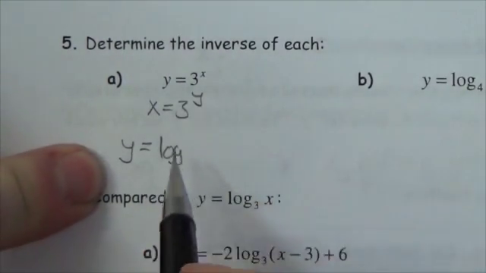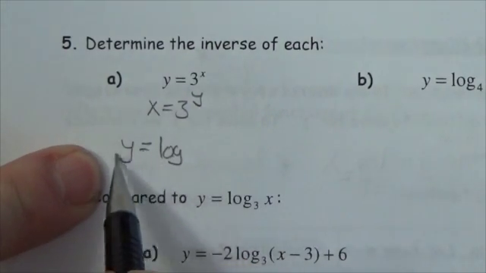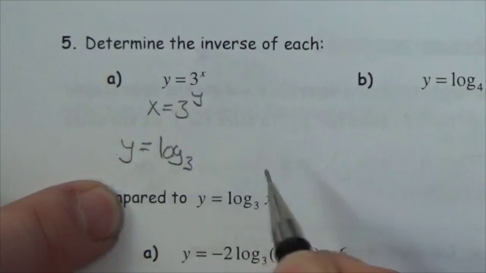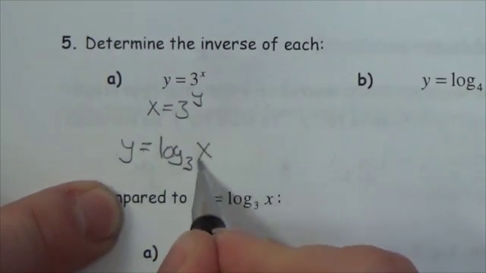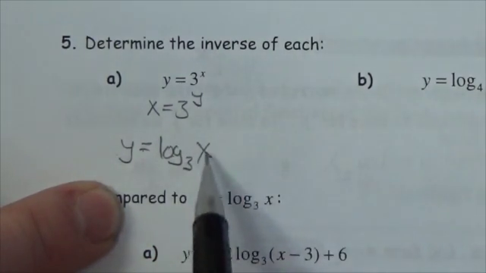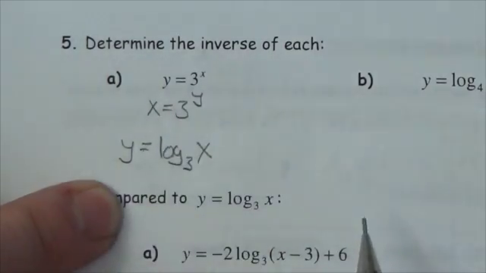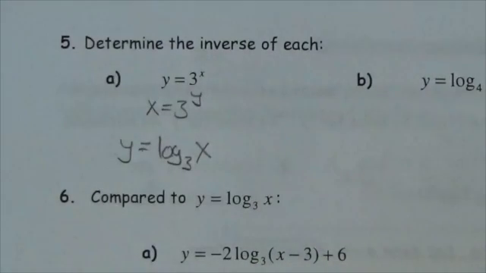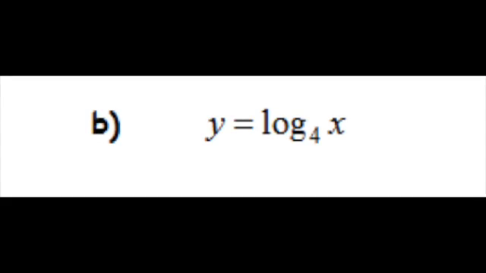Now remember, that works because a logarithm is the exponent. The base of the exponential here was 3, so the base of my logarithm is 3. And then the argument of my logarithm is whatever that power was equal to. So that right there is the inverse of y equals 3 to the x. Y equals log base 4 of x.